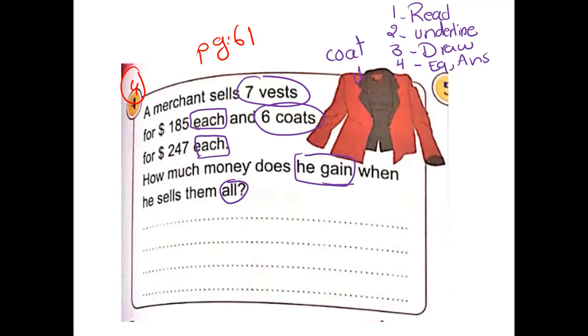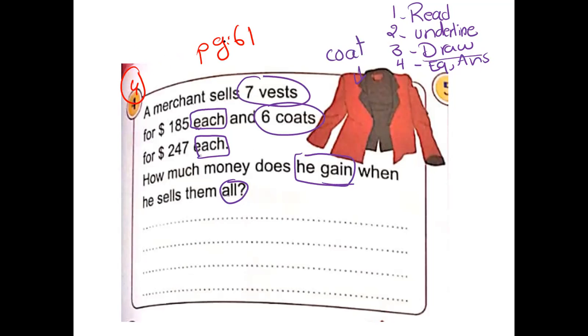I circled the keywords. We are talking about vests and coats. I gave you the price of each one, so I circled the word each. I'm asking you how much money does he gain, so I circled the word gain. To sell them all. I circled all because all tells us that we have to do something. Before I start writing the equation and the answer, I will now draw a figure.